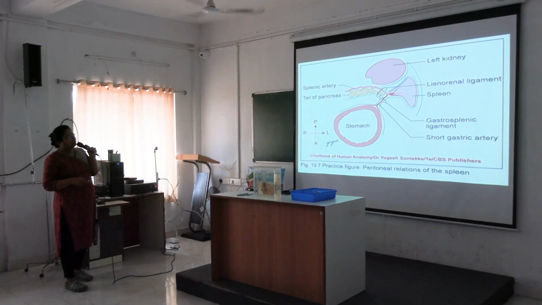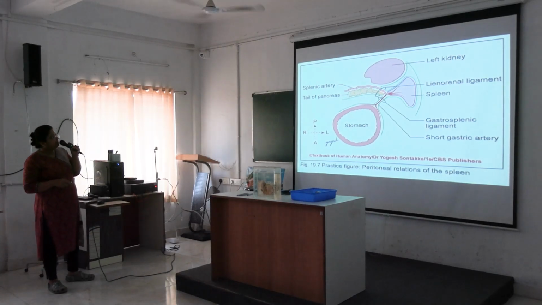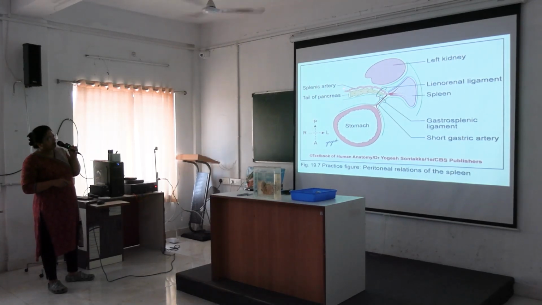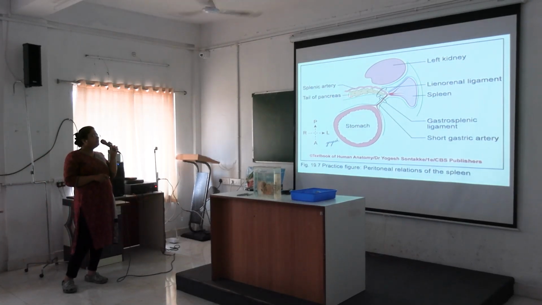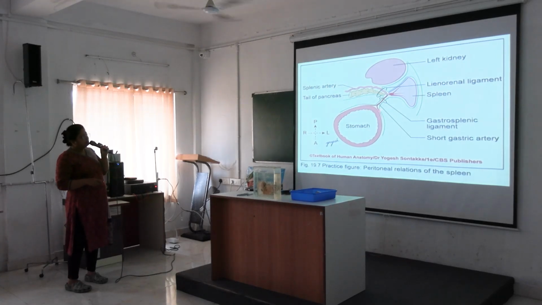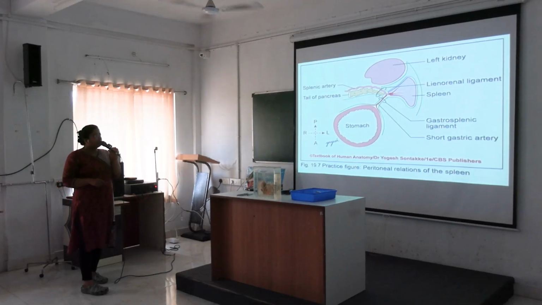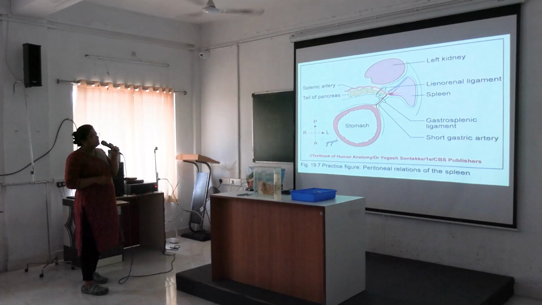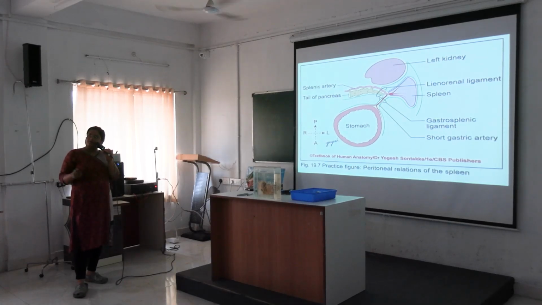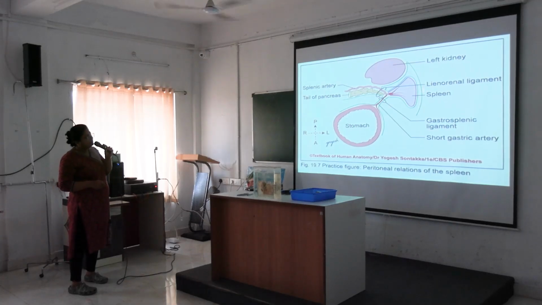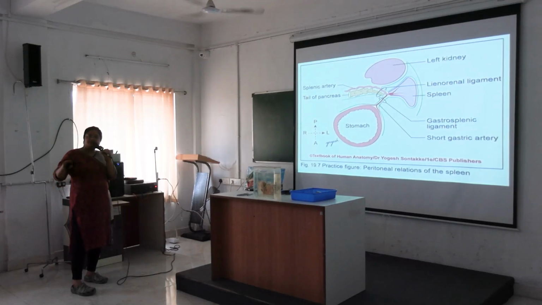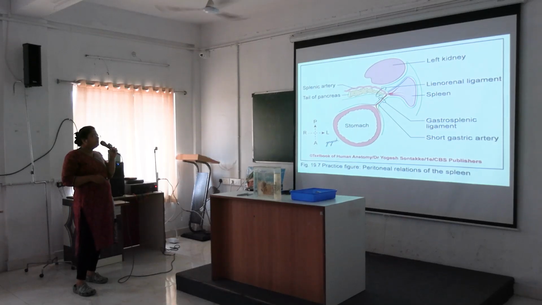Here, this diagram you practice. Okay, you can see here. This is the lienorenal ligament, and you can see the tail of the pancreas is reaching the hilum through this lienorenal ligament along with the splenic artery. Okay, and this is the gastrosplenic ligament. Through it passes the short gastric artery, which branches from the splenic artery, supplying the fundus of the stomach. Okay, and here is the kidney and the spleen. This is a cross section through the stomach, spleen and kidney.